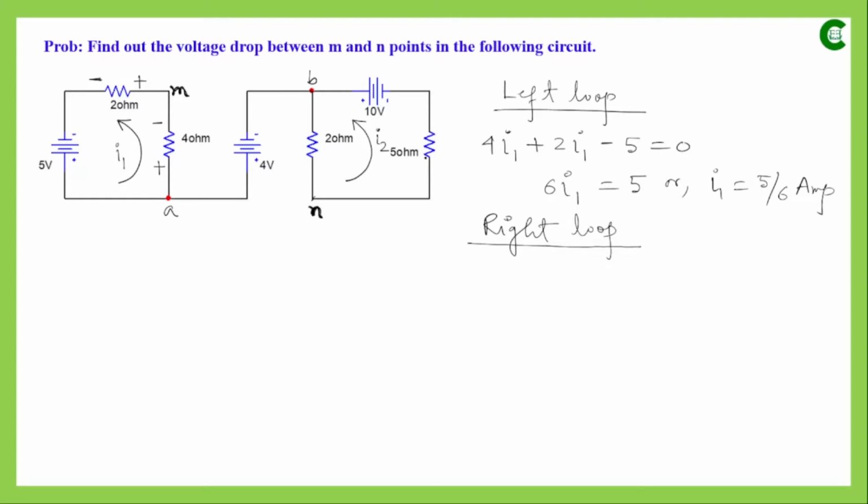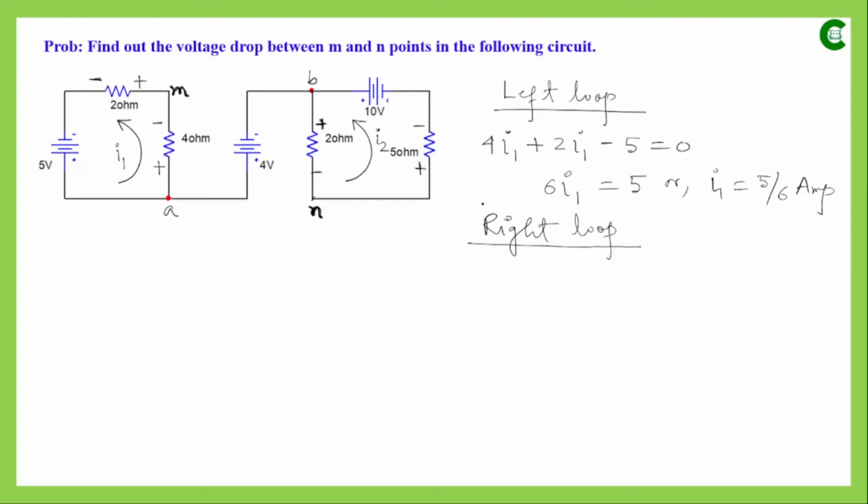So the voltage drop, if we follow the direction of the current, which is anti-clockwise, this will be positive, this will be negative. The polarity of the voltage source is already given, this will be at higher potential, this will be at lower potential for the 2 ohm resistor, the voltage which will be dropped across that.